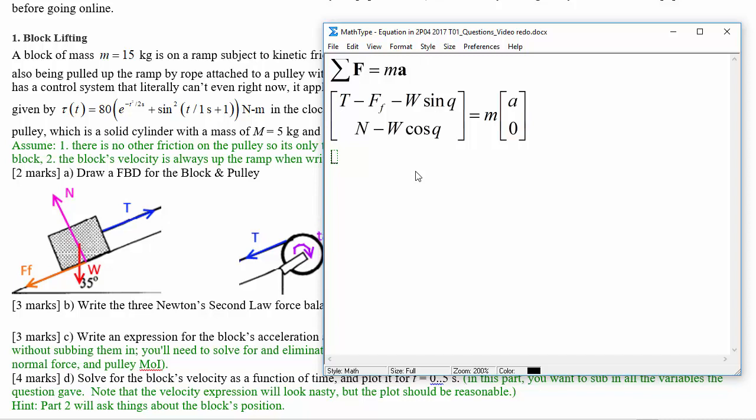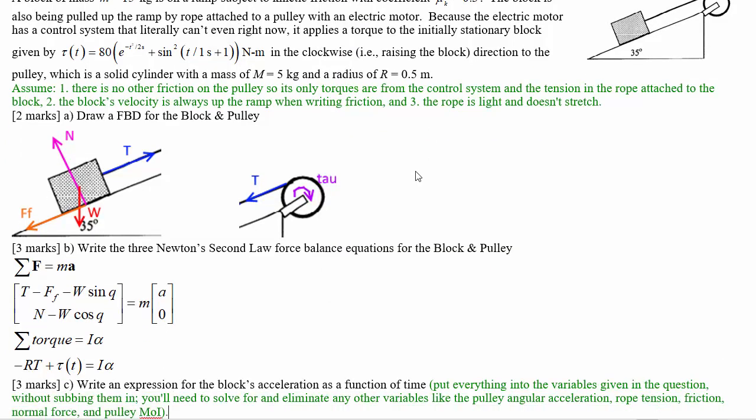Then we also are going to have a torque balance equation. So the net torque on the pulley is going to be equal to its moment of inertia times its angular acceleration. And the net torque on the pulley is negative r times the tension plus the tau at t from the control system, and that's going to be I alpha again. Okay, so there we go. There's our force balance equations for the block and the pulley.